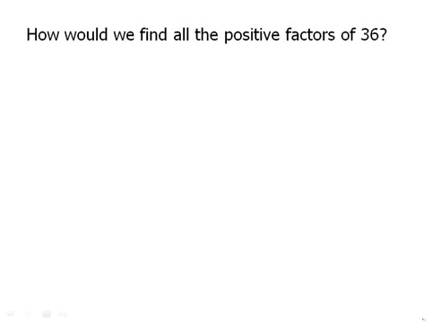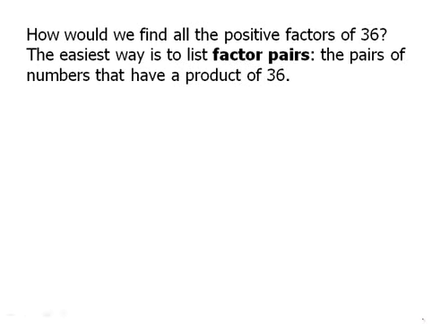Well, it's certainly clear, for example, we know 1 is a factor, 36 is a factor. Maybe it's clear that 2, 3, and 4 are factors, 7 is not a factor. We could kind of go haphazardly, but there's actually a system we can follow to find every factor. The easiest way is to list the factor pairs, the pairs of numbers that have a product of 36.